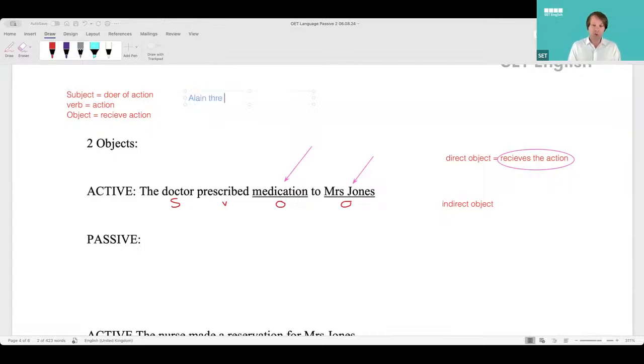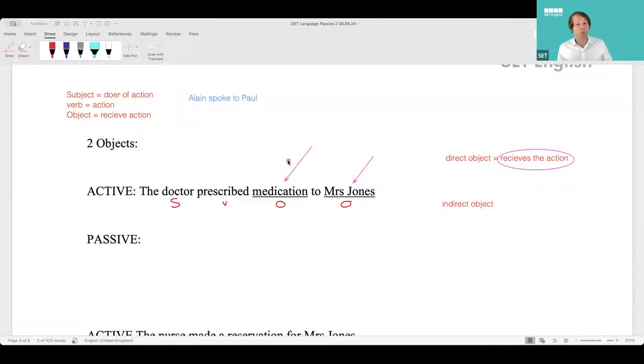Look at this: Alan threw the ball. Well, how about this? Alan spoke to Paul. Okay. Who is doing the action? Alan. What is the action? Spoke. And who receives my message, my information? Right, so that's the idea.